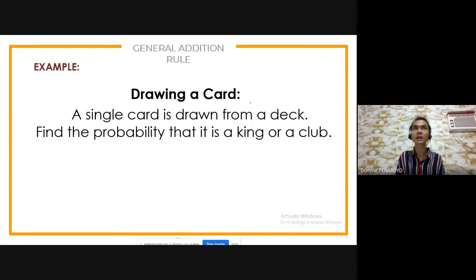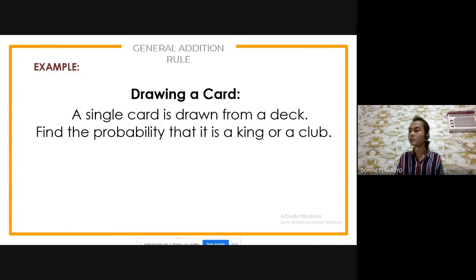So sa kada, for example, sa alas, okay, meron tayong apat. Again, that's ace of hearts, ace of diamonds, ace of spades, and ace of clubs. So yun yung mga meron tayo. Now here, a single card is drawn from a deck. Find the probability that it is a king or a club.